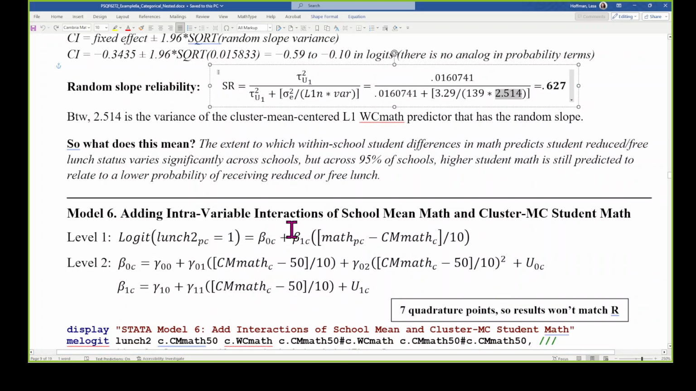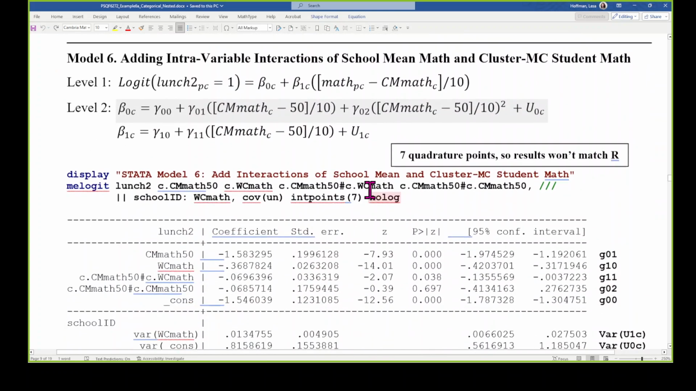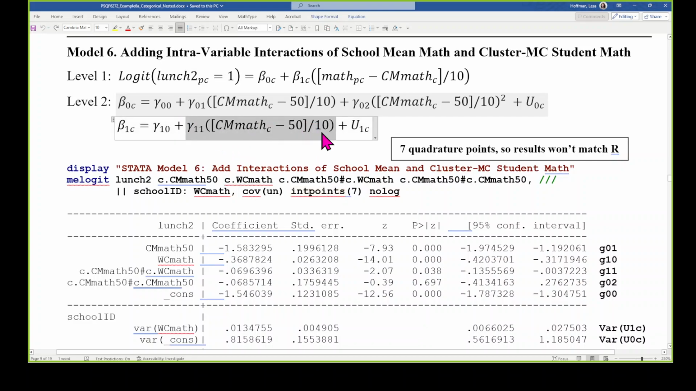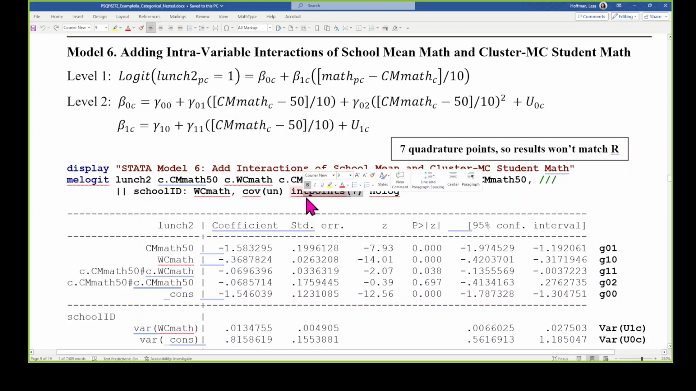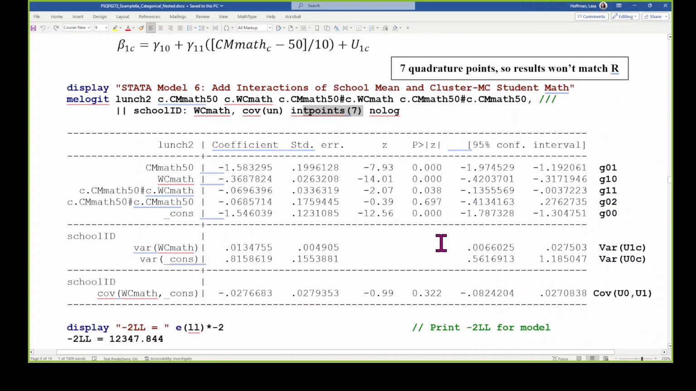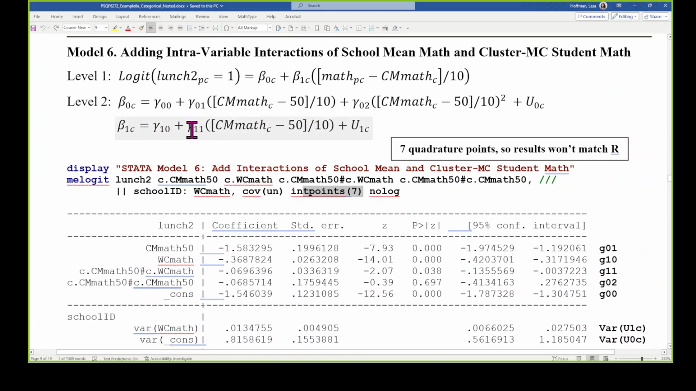How about explaining the random slope variance? Could we do that? Why is it that some schools have a bigger effect of math on free lunch than others? Well, I don't have any other information in my data set, but I can throw in school mean math. I have one predictor, that's it. I'm making the most of it though. Look at how much I've done with one predictor. So we're still using 7 points of quadrature. R is using 1. But I added 2 new interaction terms.